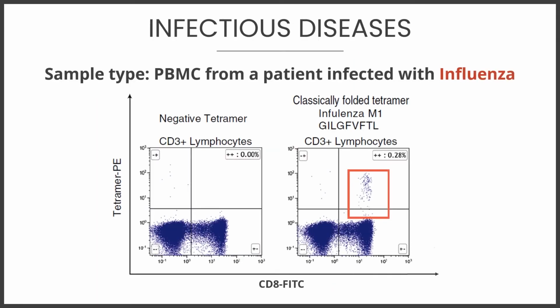Here is an example of tetramer application in infectious diseases. This sample was obtained from a patient infected with influenza. You can detect the influenza-specific T cell using an MHC tetramer for specific flu antigens.